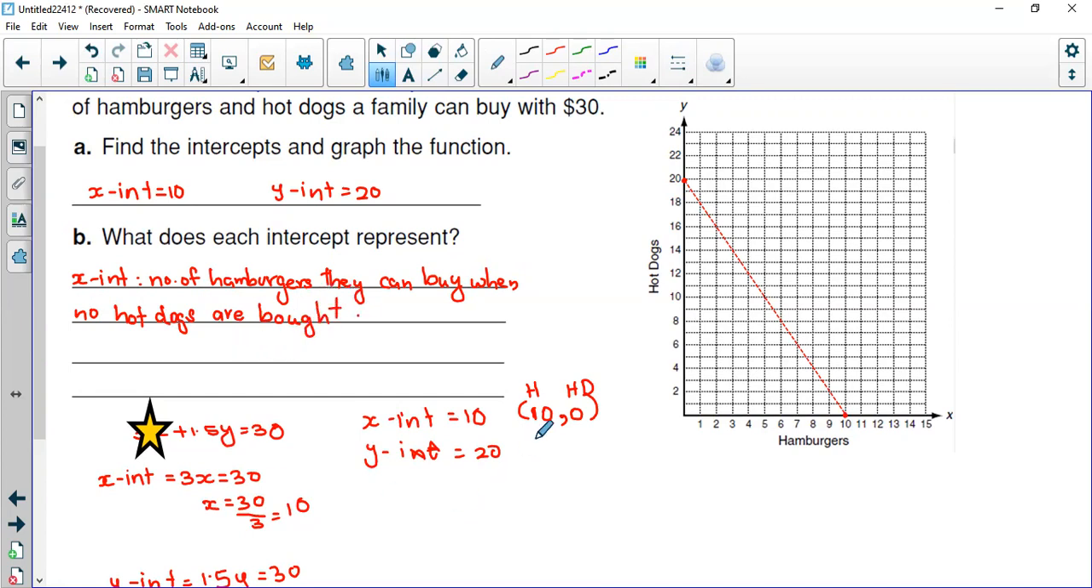Now what does the y-intercept say? How do we write the coordinates of the y-intercept? 0, 20. Again, the value of x is 0, which means x is hamburgers. So the hamburgers are 0 and the hot dogs are 20. So what does the y-intercept say? The y-intercept says the number of hot dogs they can buy when no hamburgers are bought.